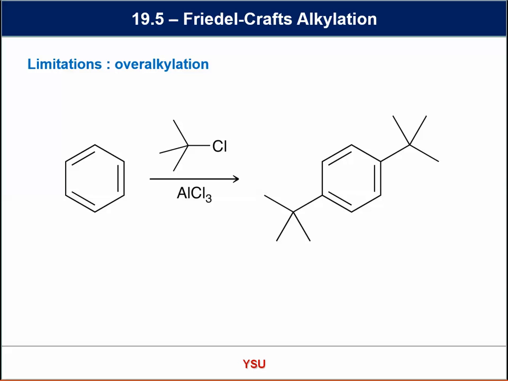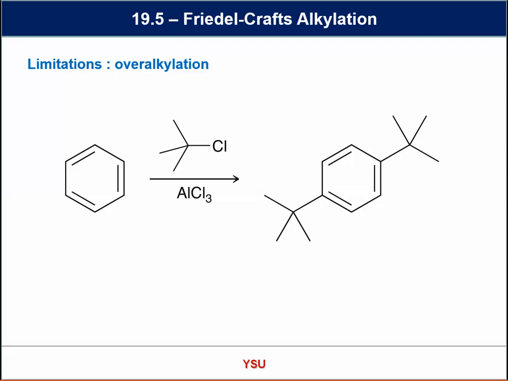Some reactions go too far, because if you put a t-butyl group on here, that t-butyl group is said to be activating. The electron donating ability of the alkyl group makes the benzene ring more nucleophilic in the product. And so the product becomes more reactive than the starter material. And since you haven't converted all the starter material to product yet, you have a competition between the product and the starter material for the reagent.